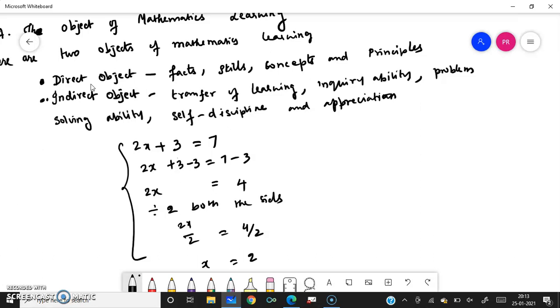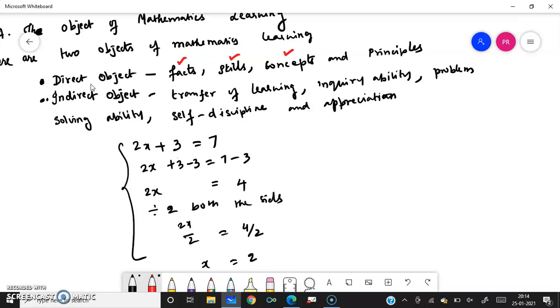Then comes the mathematical concept. What is a mathematical concept? We talked about the fact, we discussed the skill, and now we are discussing the concept. A concept in math is an abstract idea which enables people to classify objects or events and to specify whether the objects or events are an example or a non-example of the abstract idea. So something is there, and whether it is an example of that concept or not.